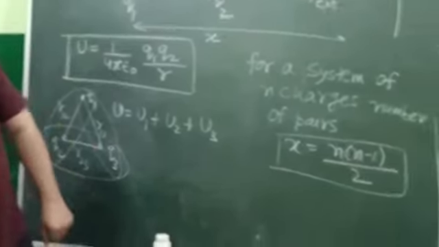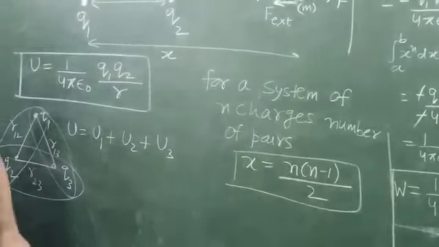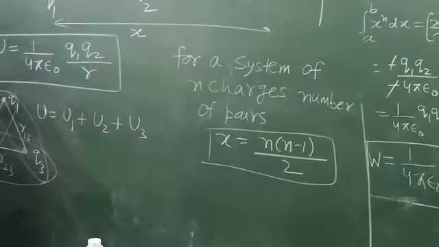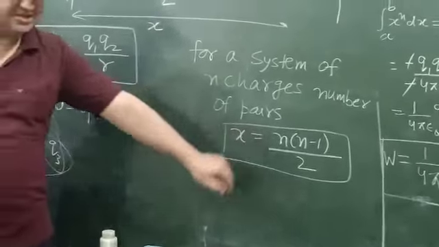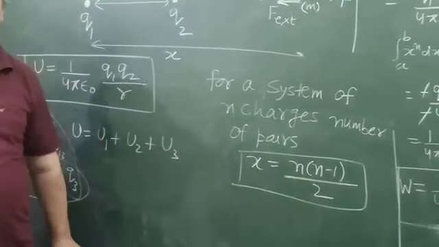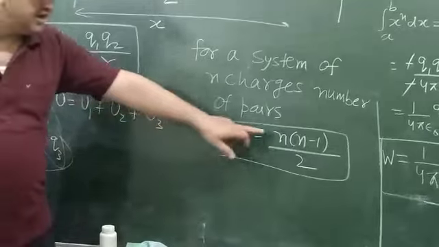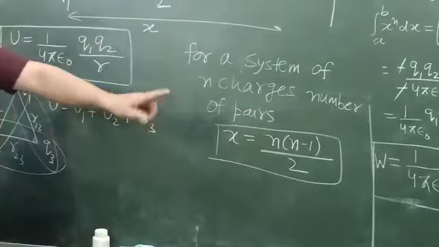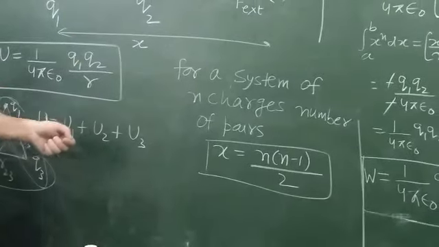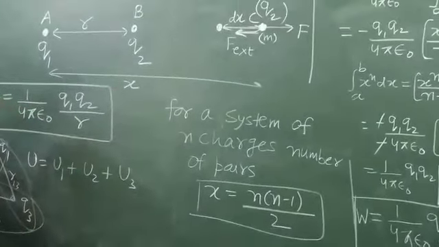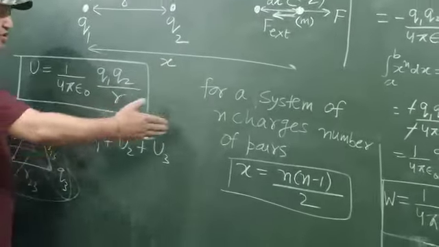These many number of pairs you will be having. So if I have 3 charges, so 3 into 3 minus 1 upon 2. That means 3. So if we have 3 charges, we will have 3 pairs. If we have 4 charges, 4 into 4 minus 1, that means we will have 6 pairs. If we have 10 charges, 10 into 10 minus 1, 9 upon 2, we will have 45 pairs. So we can determine the number of pairs for a system of n charges, and the terms on the right hand side would be equal to the number of pairs.